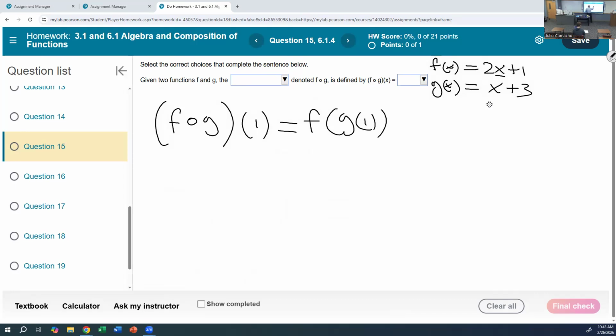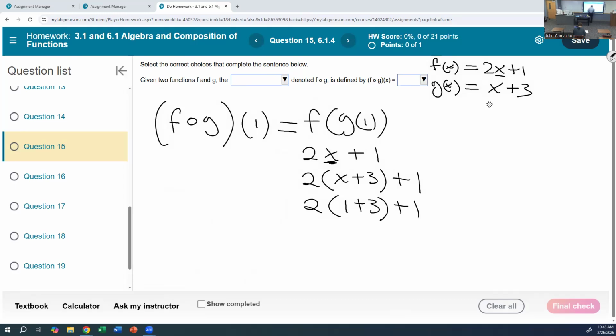First of all, you put your f of x equation, 2x plus 1. Then you replace the x by the whole g of x equation. There will be 2, and the g of x equation is x plus 3, plus 1, because you are replacing the x only. And then you replace this x by 1. So it will be 2 times 1 plus 3, plus 1. It will be 2 times 4 plus 1, and 8 plus 1 is 9. That is the answer.